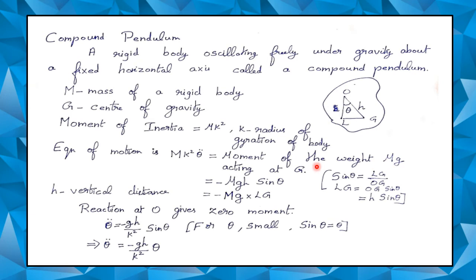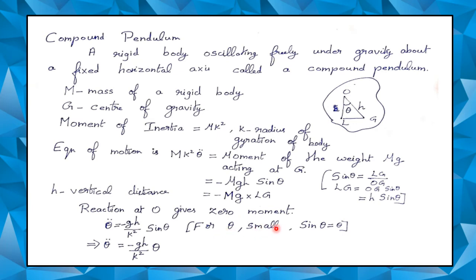The moment of the weight mg is minus mg h sin theta, because it will be considered in the opposite direction. Therefore, we put minus. So minus mg h sin theta, and from this triangle you can observe that sin theta is equal to LG by OG, and LG is equal to OG sin theta, and that is equal to h sin theta. h is the vertical distance. So this is equal to minus mg into LG. So the reaction at O gives 0 moment also.